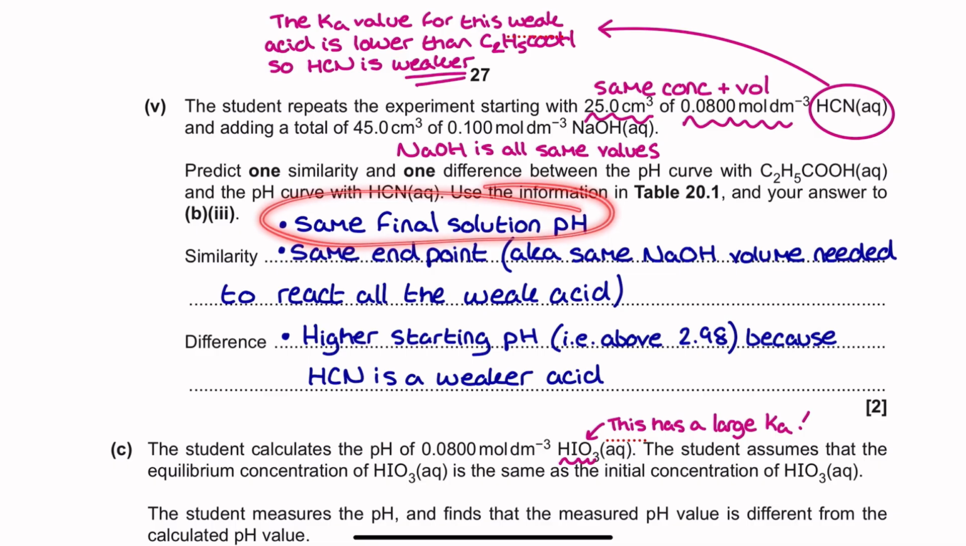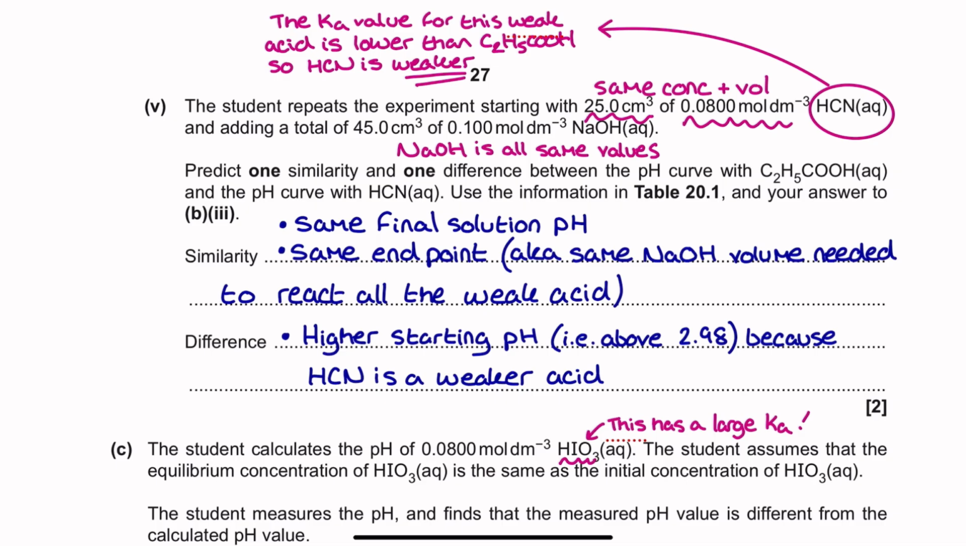So, similarity, I've got 2 here from the mark scheme that I think would be totally okay. We'd have the same final solution pH. And that's because we are using 45 centimeters cubed of the same alkali, the same strong base of sodium hydroxide. And so once the acid is all gone, it's irrelevant towards the pH of the final solution. And so we are just going to be looking at that same final solution pH value here.